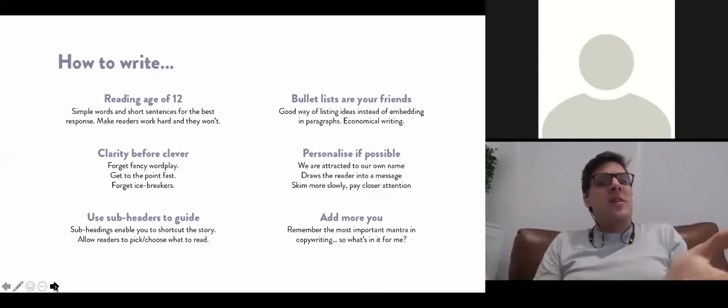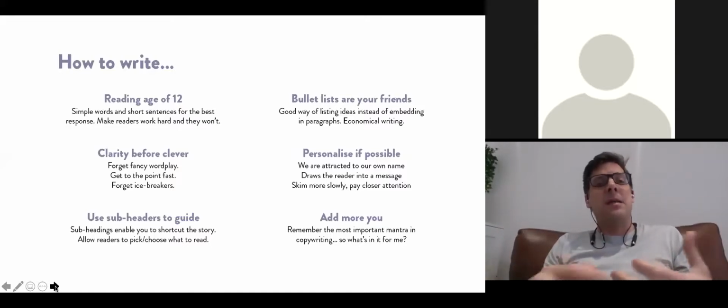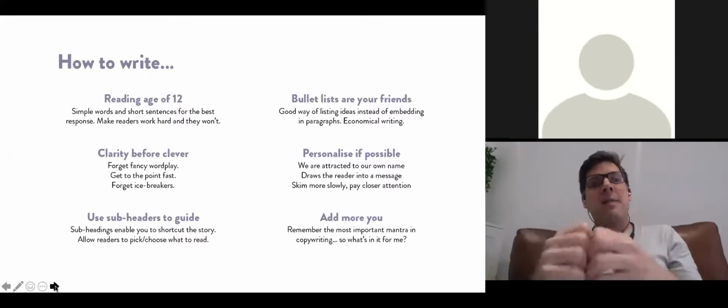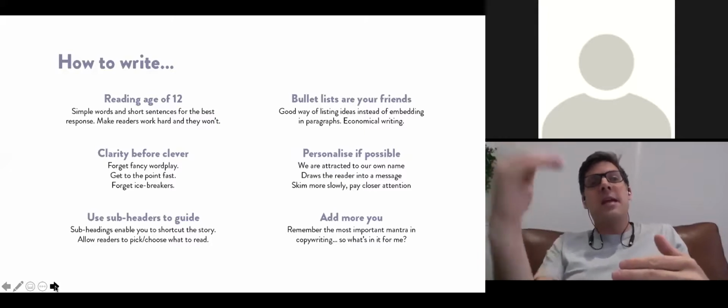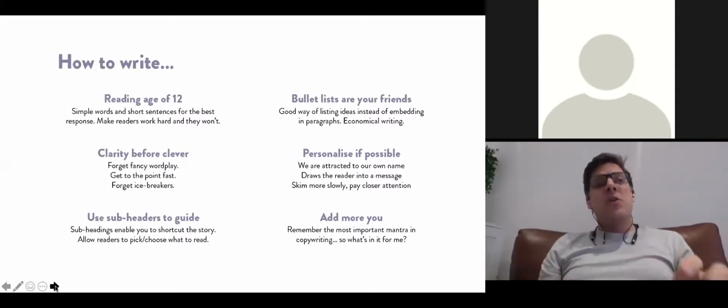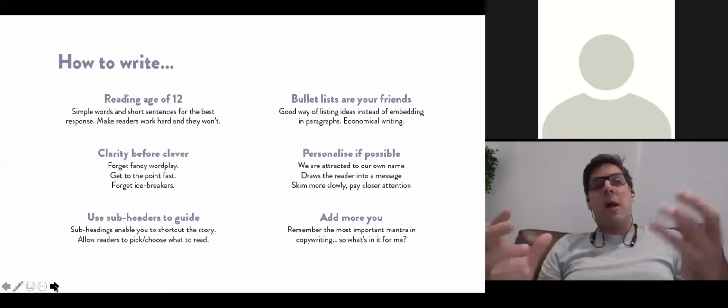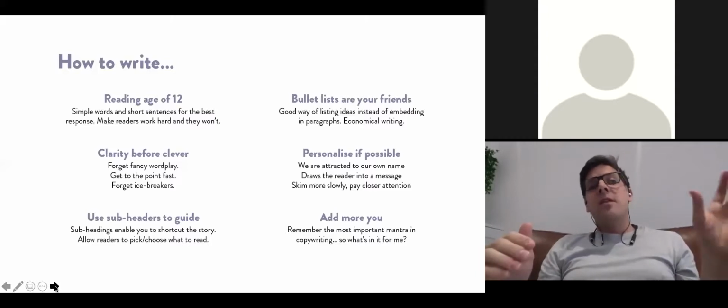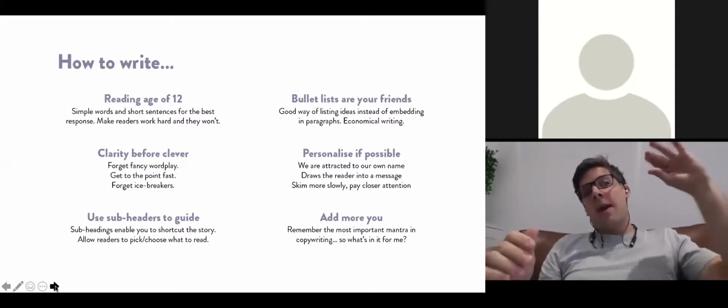Bullet points, exactly the same thing. Bullet points are really just a means of conveying lots of information in an easy to digest format. If you can use personalization, if that's possible with the data that you use, do so. Don't necessarily just restrict it to the headline message though.